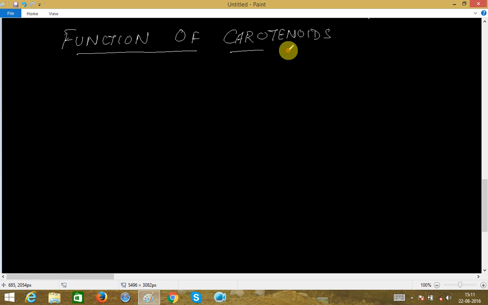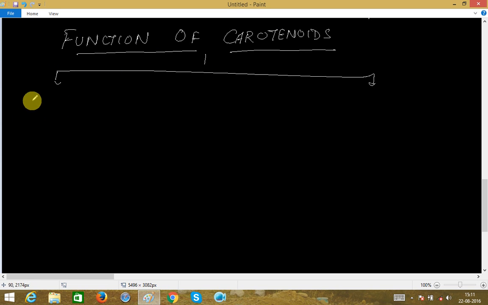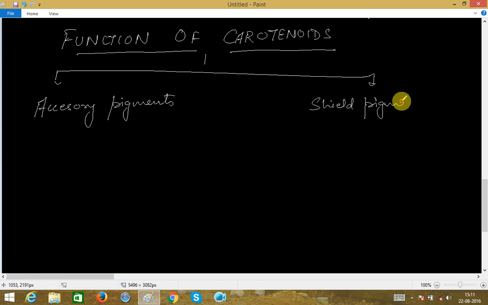Coming over to the functions. Functions of carotenoids. Very, very, very important. There are two main functions of carotenoids. First is, it is going to act as a helping pigment, or the accessory pigment. Secondly, it will act as a shield pigment, protective pigment. So, it is a helping pigment and it is acting as the protective pigment or shield pigment.